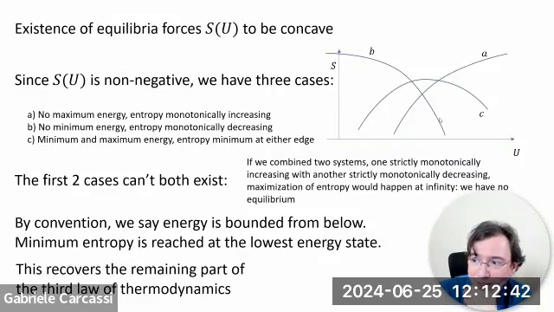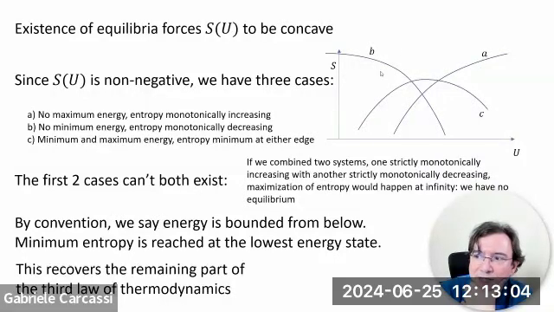It can go like this, it can go like this, or it can go like this. So basically, it can go to infinity on one side, it can go to infinity on the other side, or never go to infinity. It's basically concave like this. Remember, the entropy has to be greater than 0, so it cannot go below the axis. And so the first 2 cases can't exist.